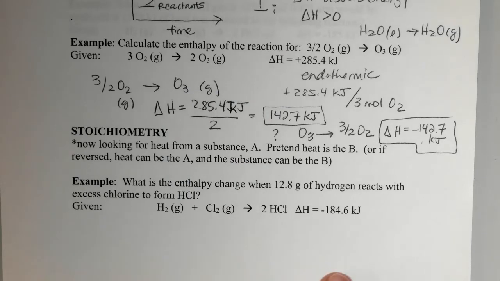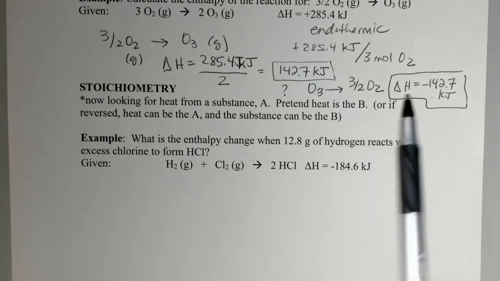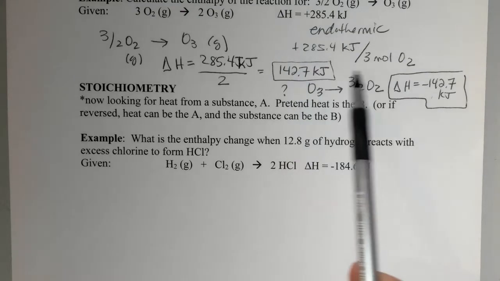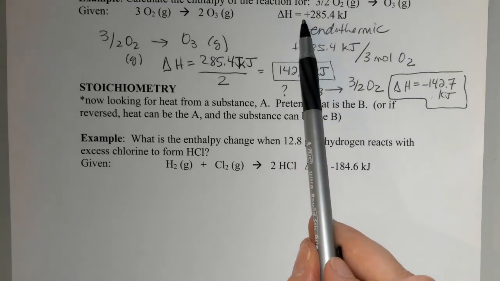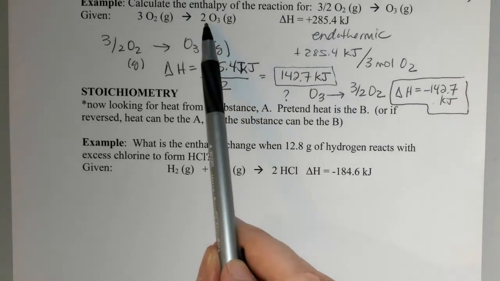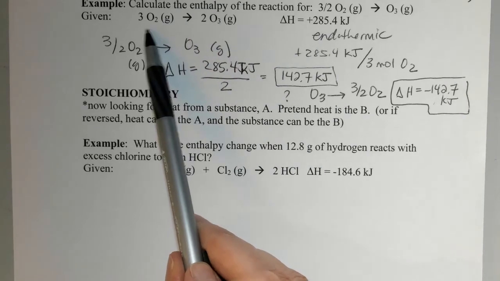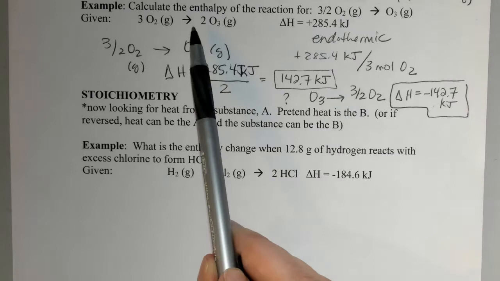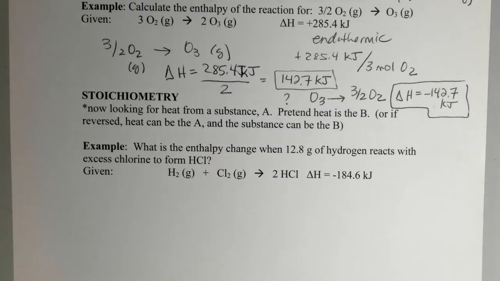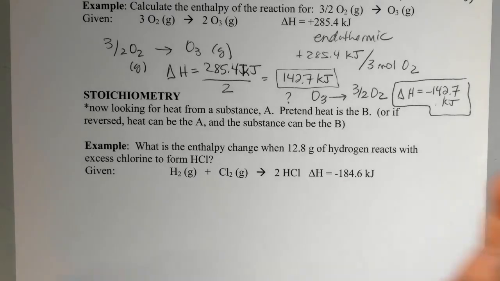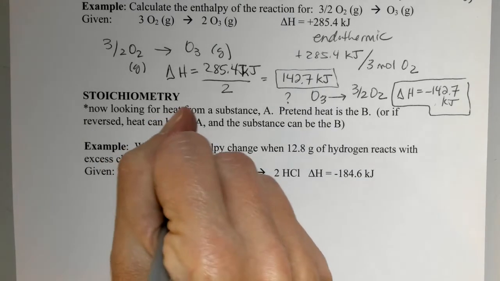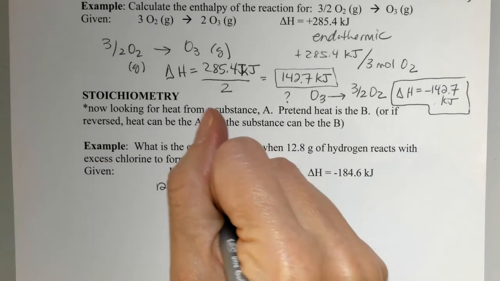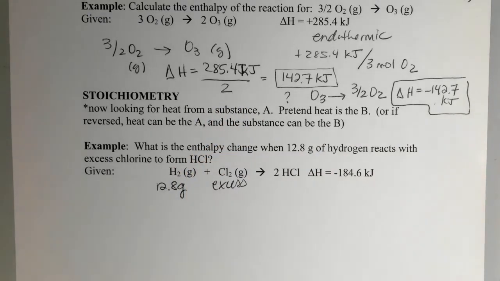All right, now when we look at it in terms of stoichiometry, we started seeing that here, that when we're given a delta H value, it applies to any substance in that reaction. This would be 285.4 kilojoules absorbed for every 2 moles of ozone made. So what is the enthalpy change when 12.8 grams of hydrogen reacts with excess chlorine to form HCl?